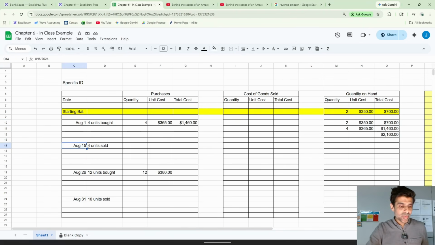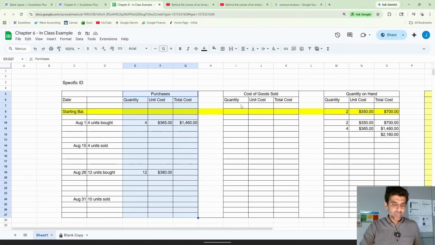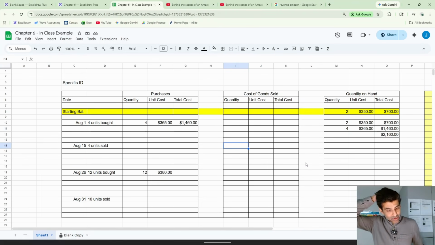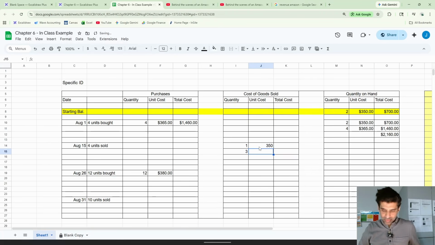Okay. So now is when the magic happens. We have a sales transaction, so we're going to need cost of goods sold. We're not going to use this section, which is for purchases. This section is for cost of goods sold, so we're going to use this middle one because it's a sales transaction. We're selling 4. Since we're able to track these 6 units individually, there are 6 units here total. Maybe I'm selling 1 unit from this 350 and 3 units from the 365. This is one possibility.